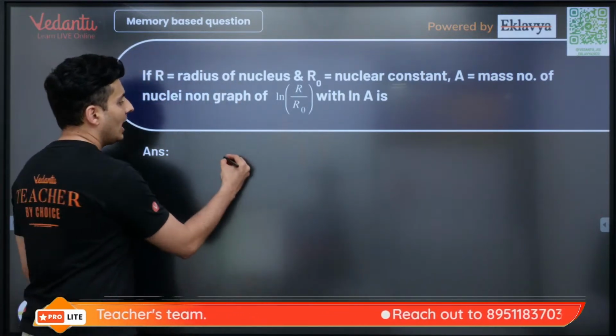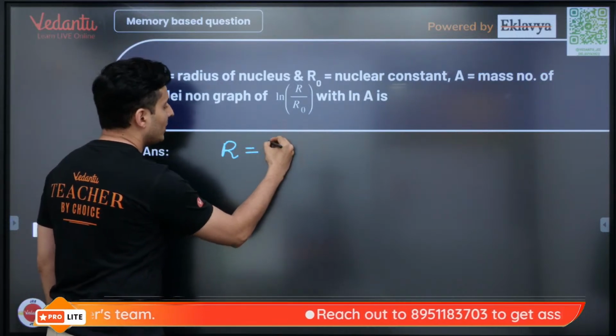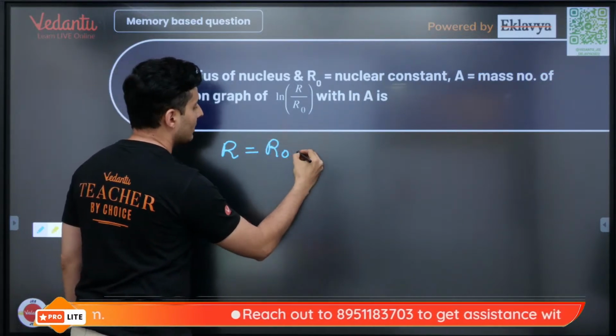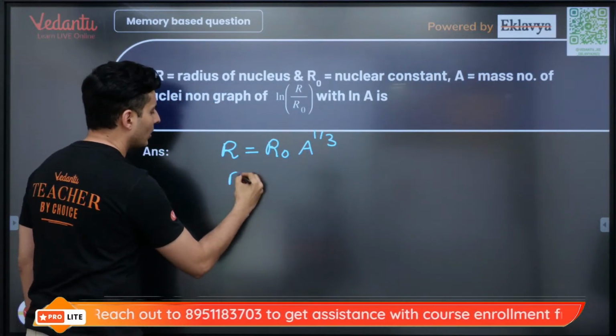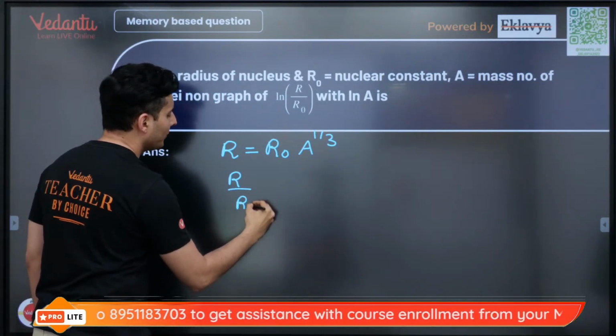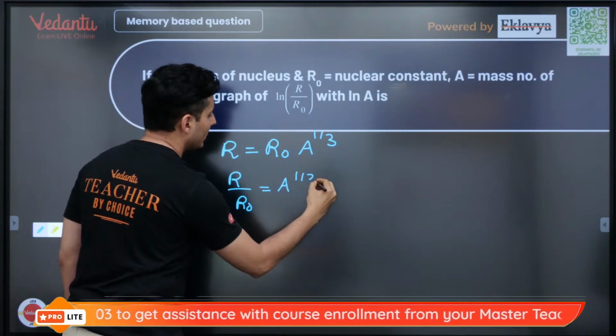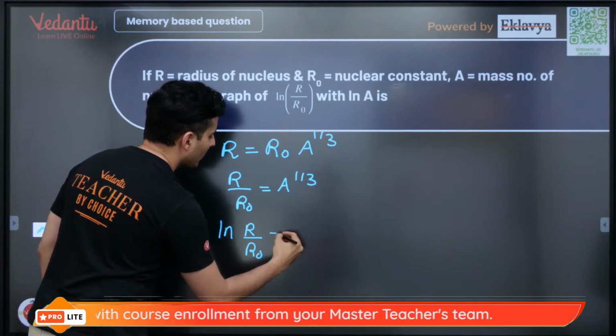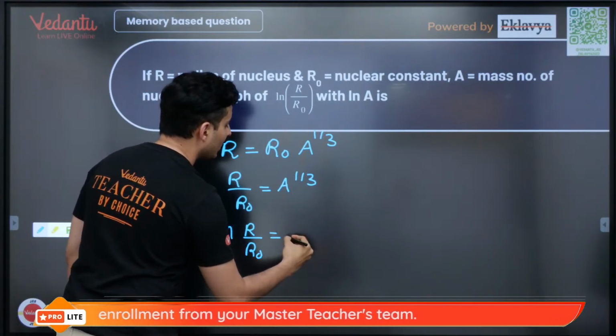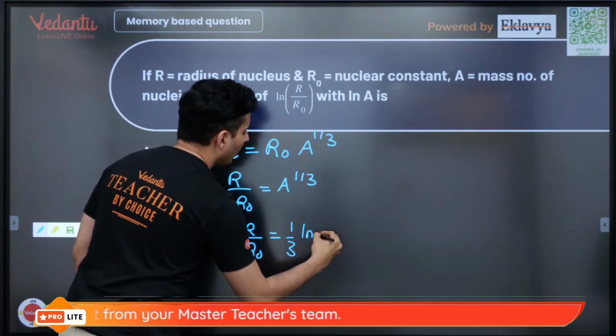Okay. For this, I feel the radius of the nucleus formula should be used, which is standard radius R0 into mass number A whole raised to 1 by 3. This is your standard formula. Bring R0 below and this will become (R by R0) equals A raised to 1 by 3. Now take log on both sides. So ln(R by R0) is equal to nothing but 1/3 log of A.